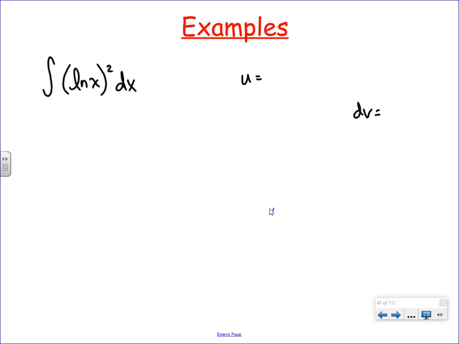If you're thinking dv is ln of x, you can. How do you integrate ln of x? So just x then. Exactly. That's what we're doing. So dv is 1 dx. There is a formula the book gives for the integral of ln of x, but I don't like it because I think it's dumb, because there's a way to do it with integration by parts.